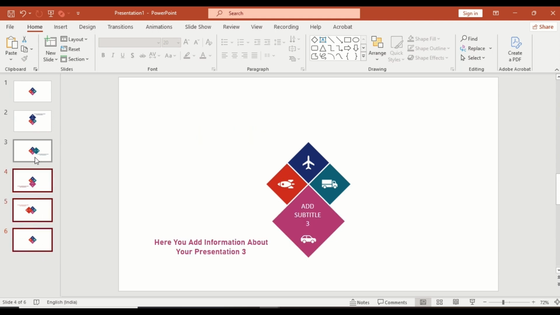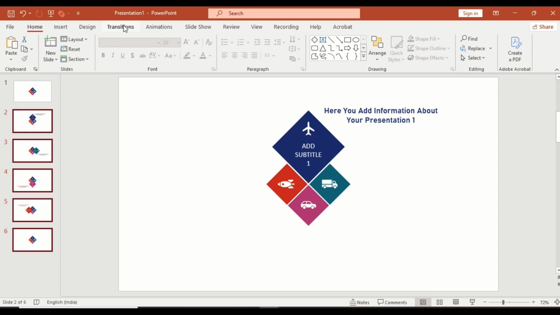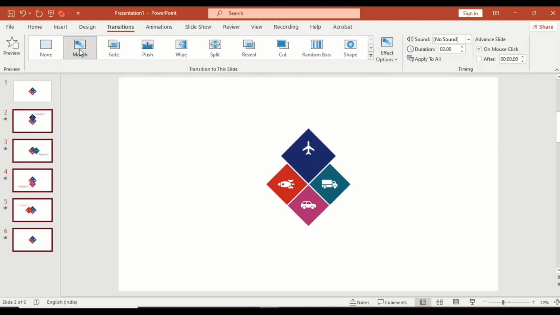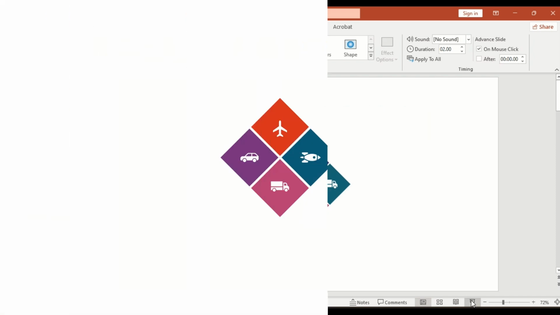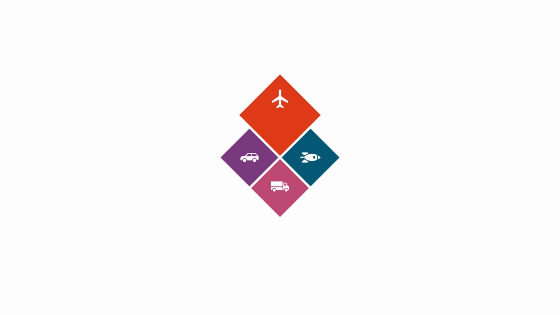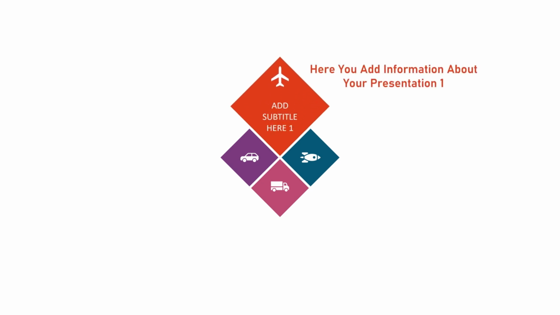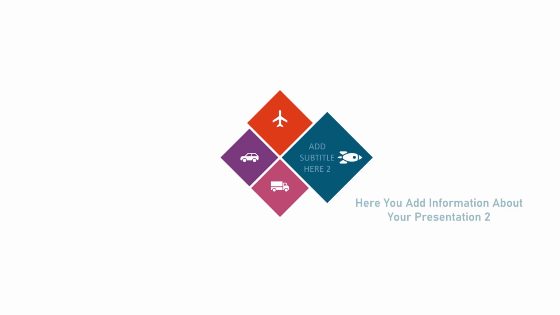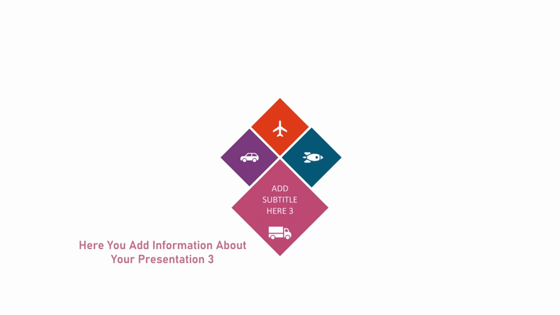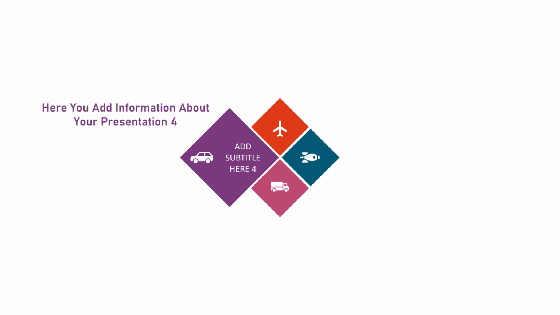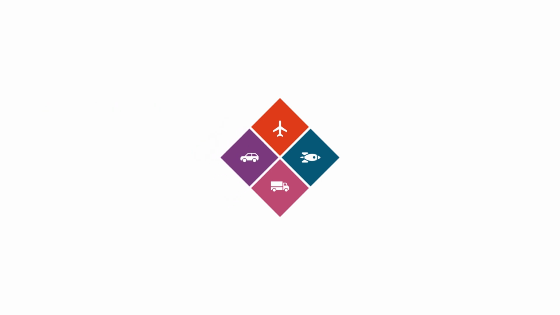Now, select all your slides, go to Transition, apply Morph, and that's it. When you play the slideshow, you will see each quadrant beautifully zoom in and out, creating a clean, modern, interactive effect with zero manual animation. And that's how you create an interactive four-quadrant infographic using just the Morph transition in PowerPoint. Simple, smooth, and perfect for any professional presentation.